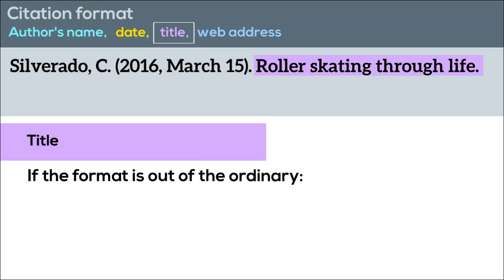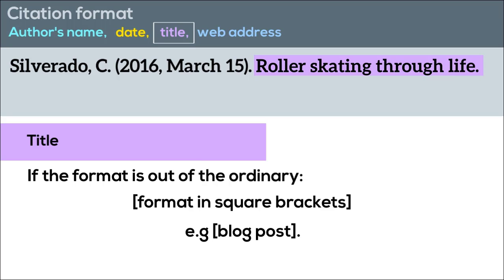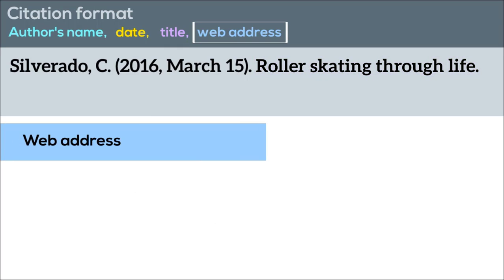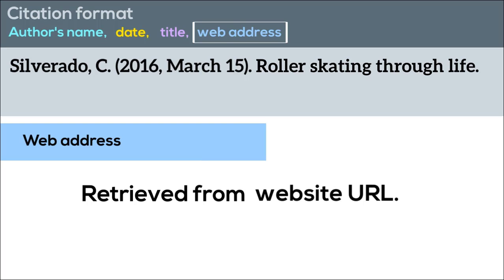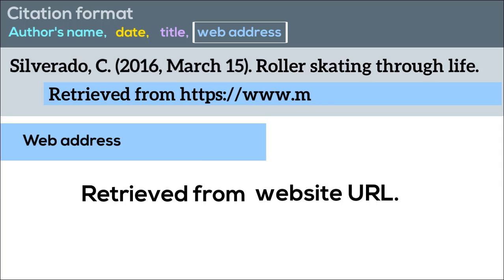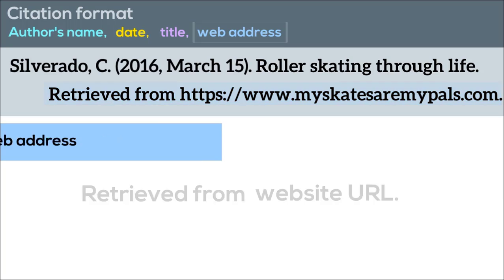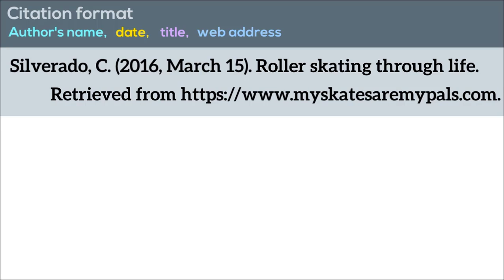If the format is something out of the ordinary, like a blog post, include the format in square brackets. For example, square bracket, blog post, square bracket. Last, add the web address. Begin with retrieved from and add the URL, followed by a period. For example, retrieved from https://www.myskatesormypals.com. This is the citation for a website.